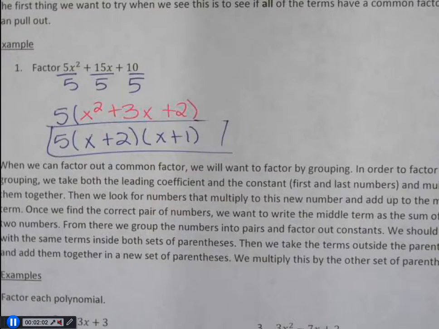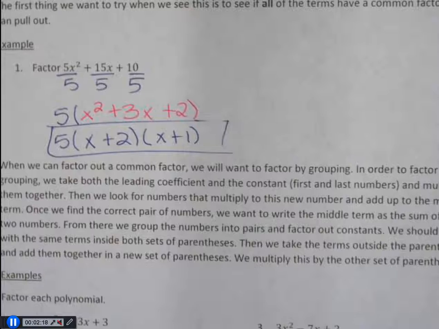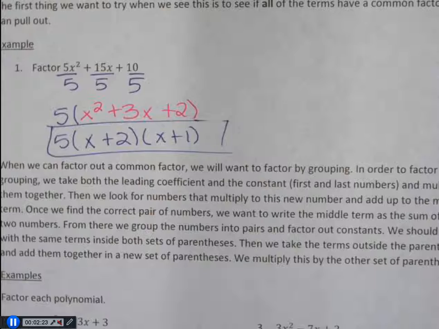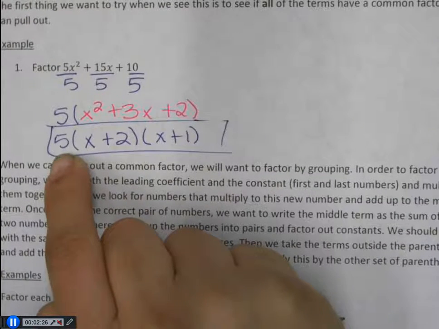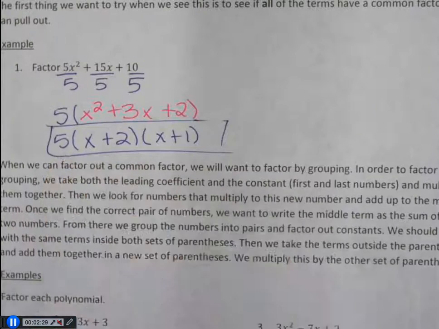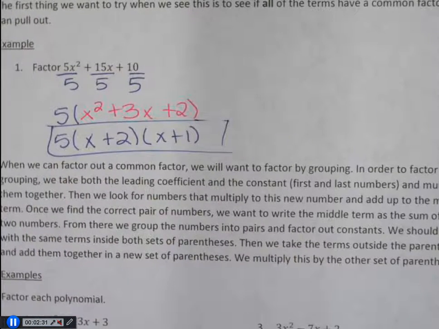So, questions on number 1? Yeah, the 5 just stays on the outside, because factoring is the opposite of distributing. So we're kind of trying to undistribute here. This is the number I divided by. It just happened to be the number out front. Okay, can I move on to number 2?